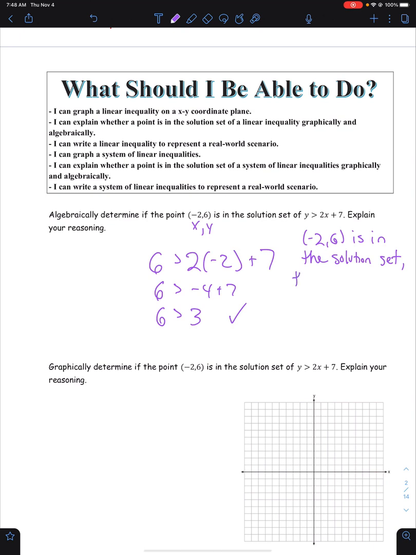So the point, when plugged in to the inequality, makes the inequality true.